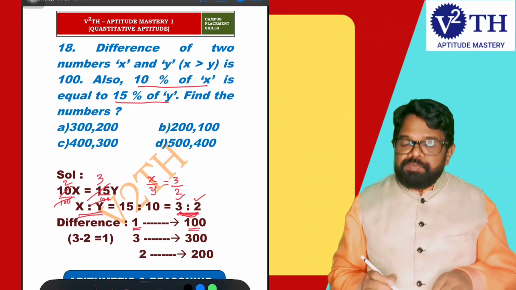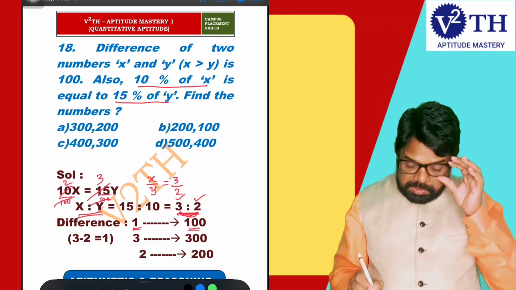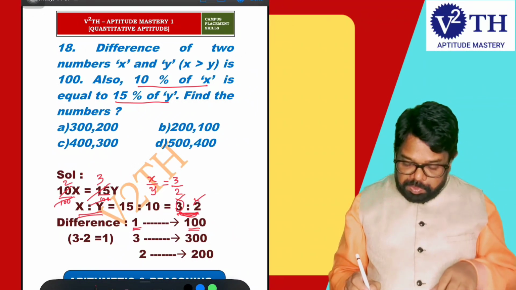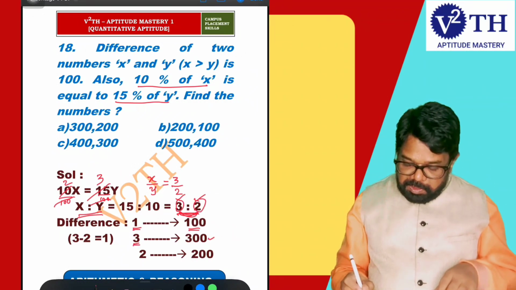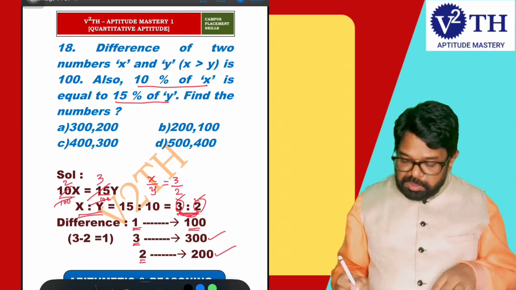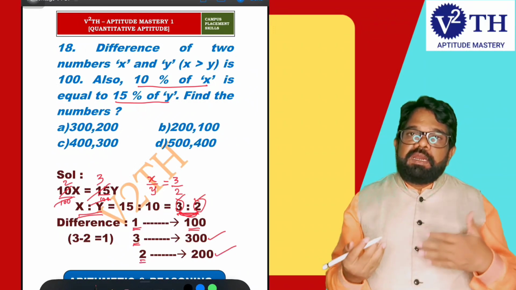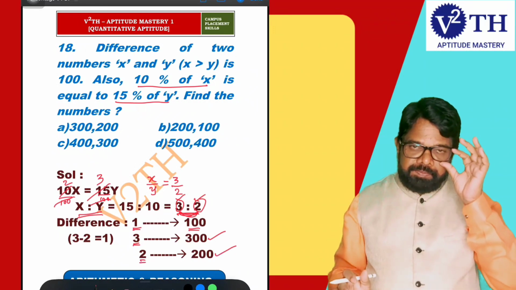That is one clue. If one part is 100, what are the numbers? 3 parts and 2 parts. 3 parts means 300, 2 parts means 200. So what are the numbers now? 300 and 200. This is the general method.